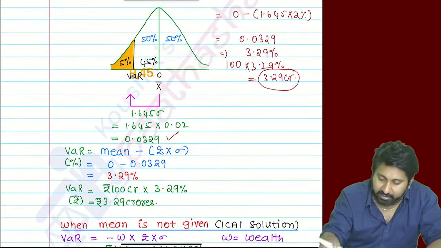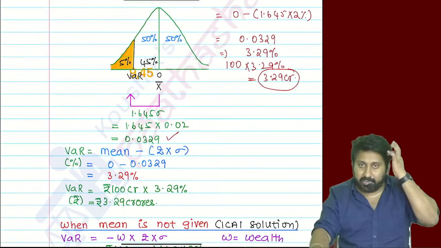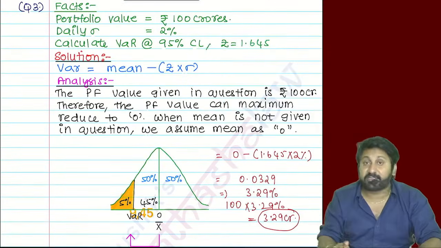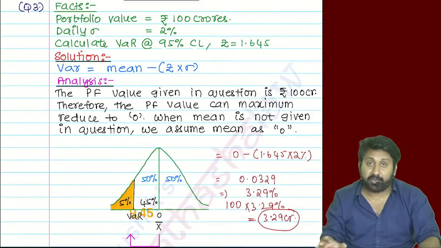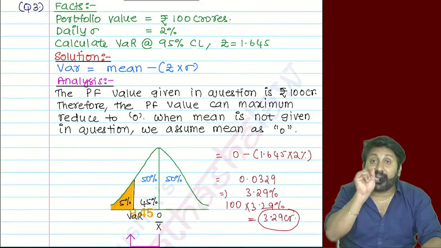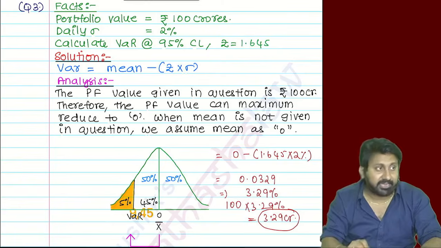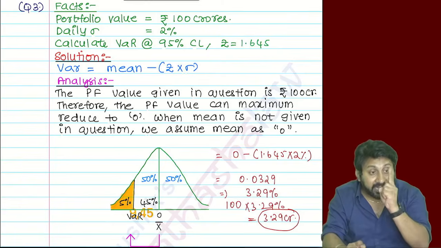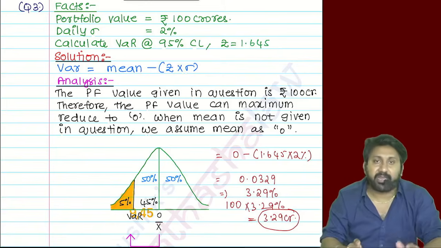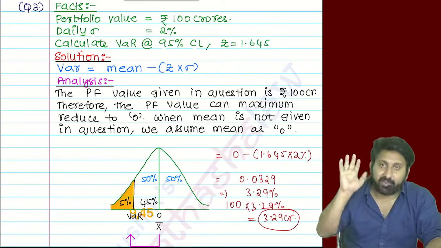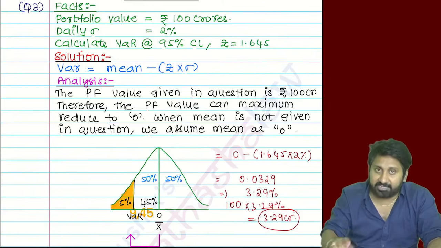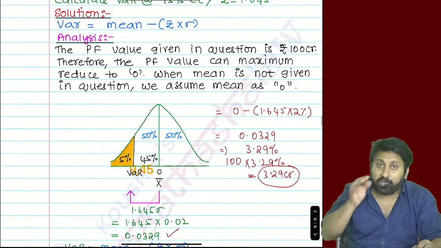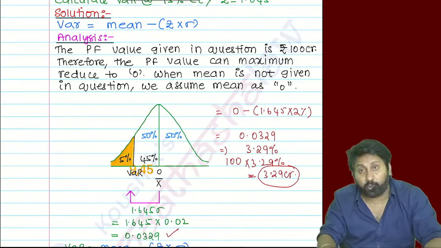What does it mean? What is this 3.29? If you invest 100 crores in the market, there is a 95% probability on one particular day. That day can be any day. On one particular day, there is a chance of loss exceeding even 3.29%.